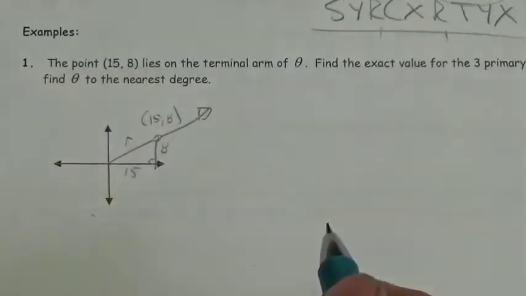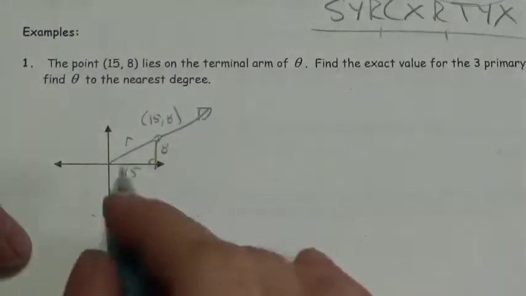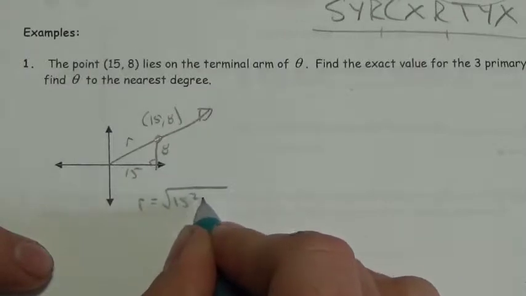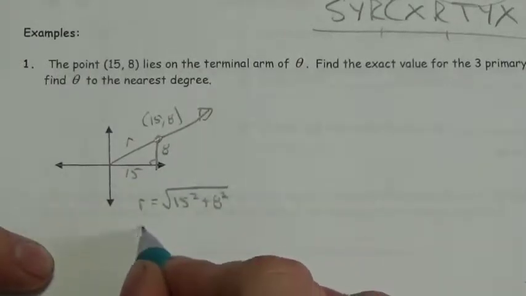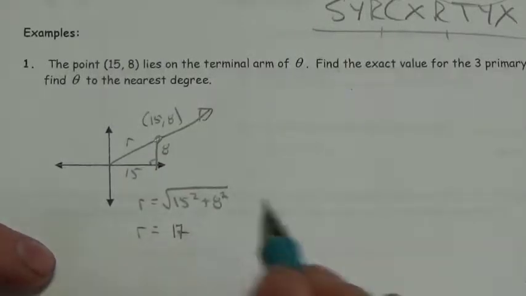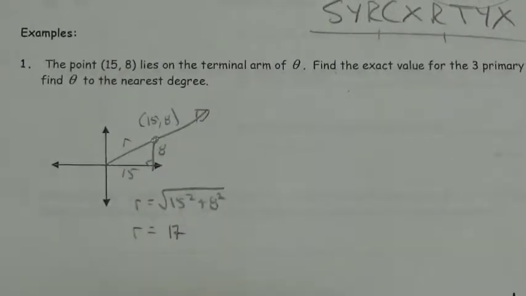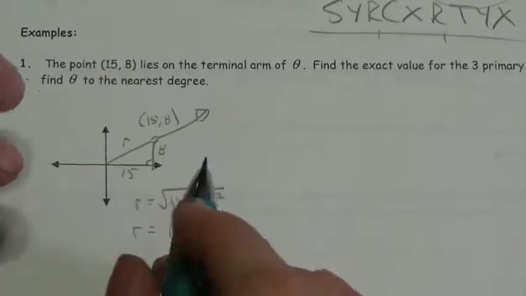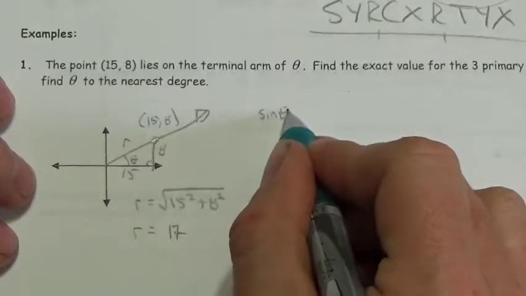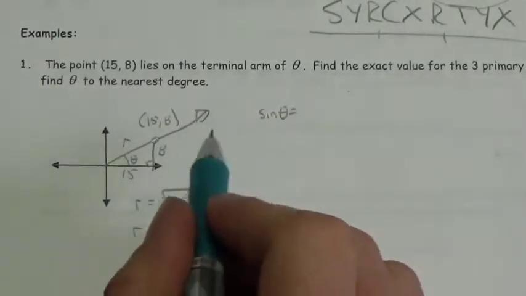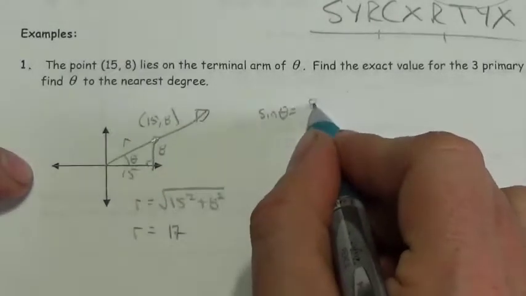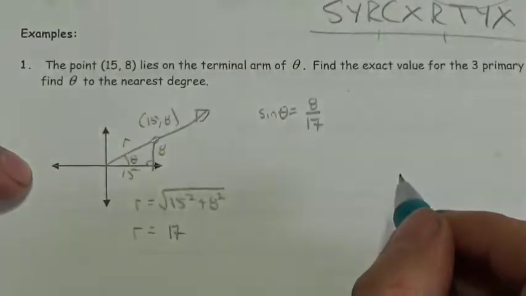Now, the one thing I don't know when I'm given the point is what r is right off the bat. But I know that r is going to be the square root of 15 squared plus 8 squared. If you spend a couple seconds on your calculator, you'll discover that r is 17. That worked out really quite nicely. Now, here's my theta. That means the sine of my theta, using my new definition, is going to be the y coordinate divided by r. That's 8 over 17.